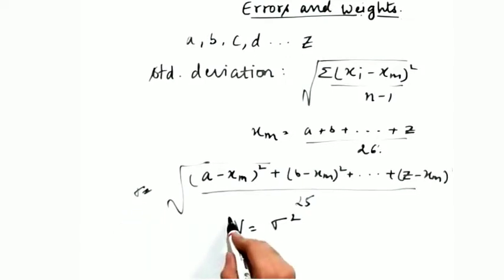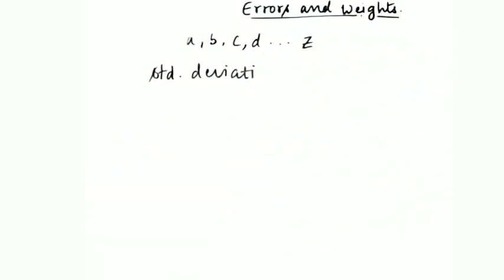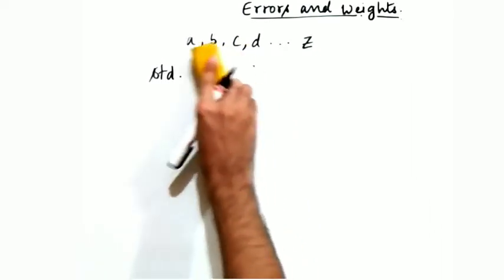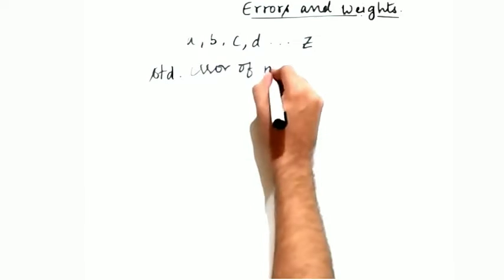It will give you the variance. So this is how you can calculate the variance. Now comes a new term that is called the standard error of mean. How do you calculate the standard error of mean?